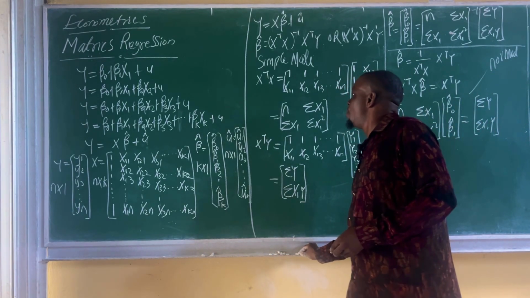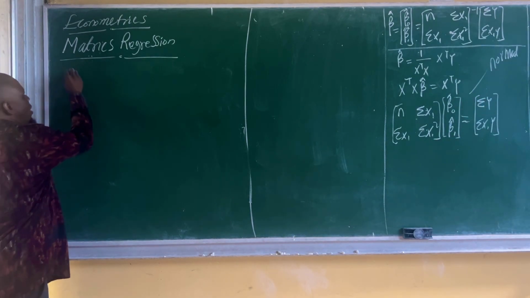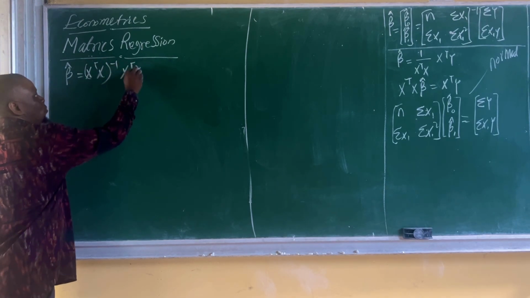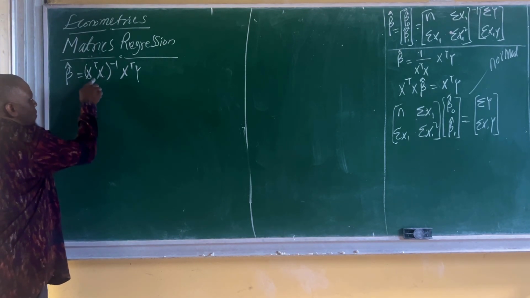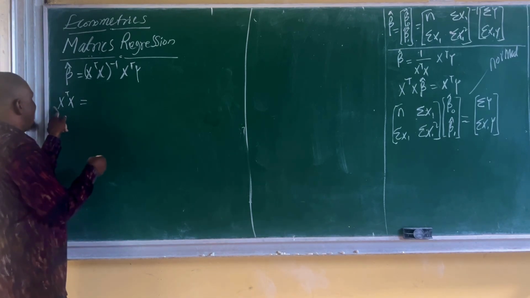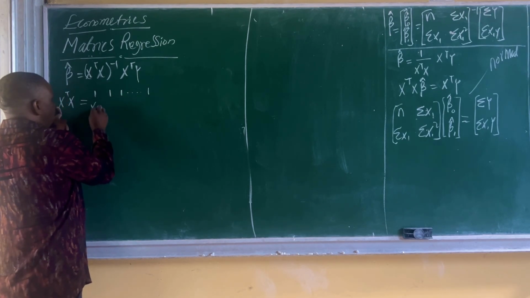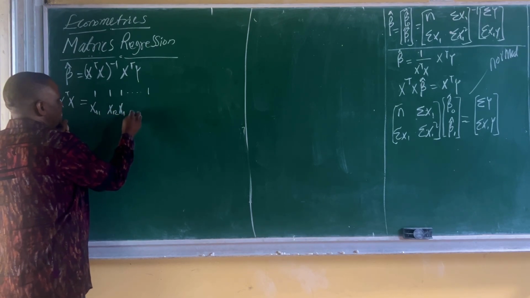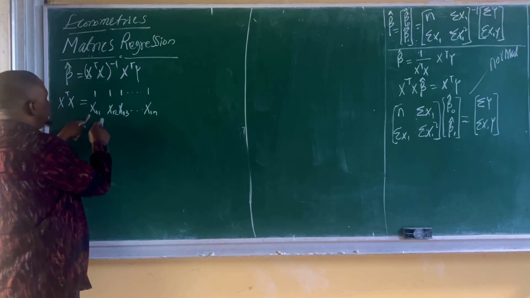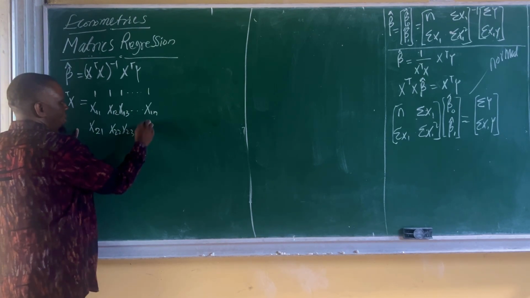Okay, it is also possible that we will have a multiple model that is not just a simple model. In that situation, we can still use our beta hat is equal to x transpose x inverse x transpose y. So what then will be our x transpose x? Remember that for x transpose, we will have 1, 1, 1, and then you continue to 1. Then we'll have x11, x12, x13, and you continue to x1n. But because we are considering 3 variables, here will be up to 3. So we'll have another row, x21, x22, x23, up to x2n.